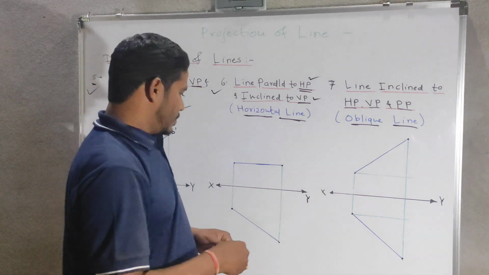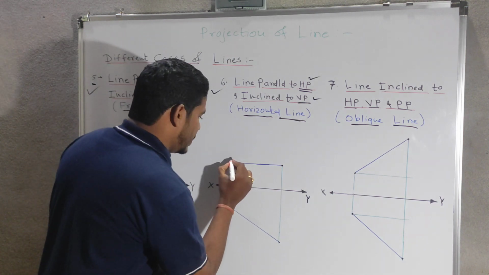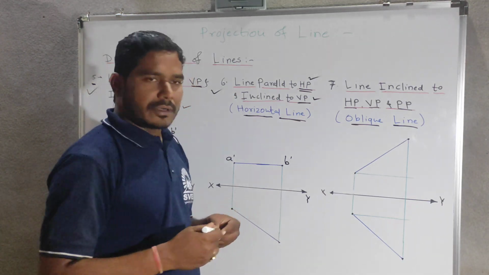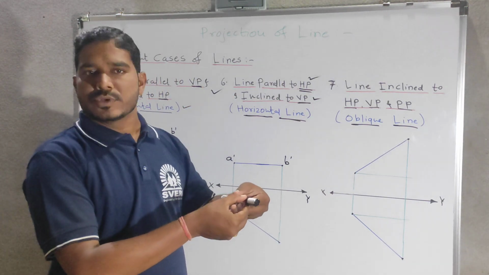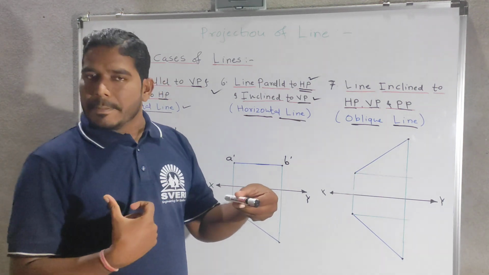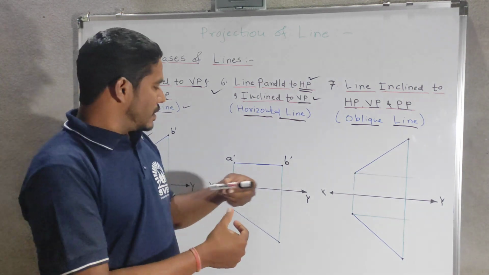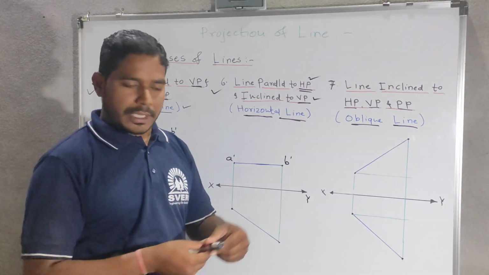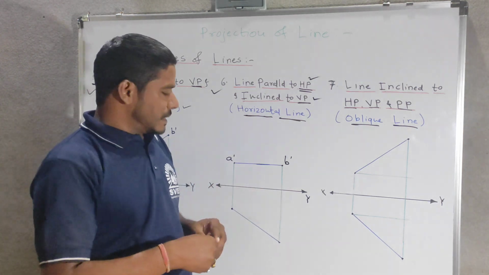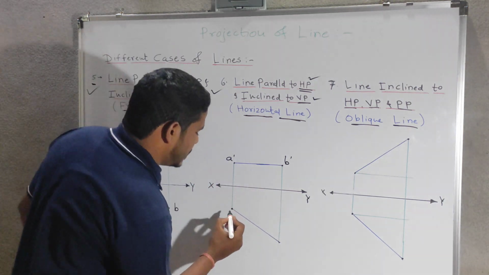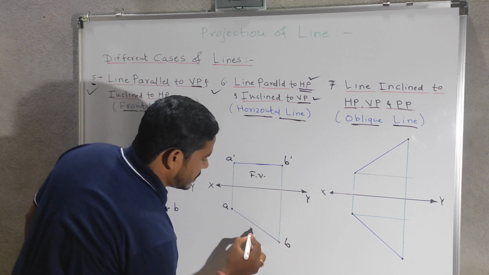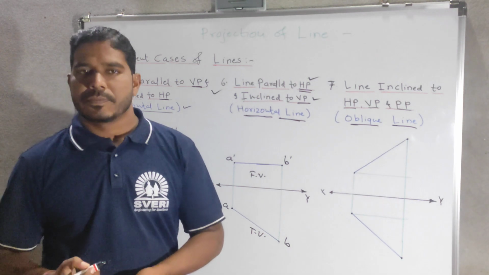Now we'll come to the sketch. We'll consider this line AB. This will be the front view, a dash b dash. As we have seen, its front view is in this position. The front view gives the apparent length of this line AB, and it is parallel to the XY. But the top view gives the true length, and it is inclined to the XY. So this is the top view ab. This is the front view and this is the top view.